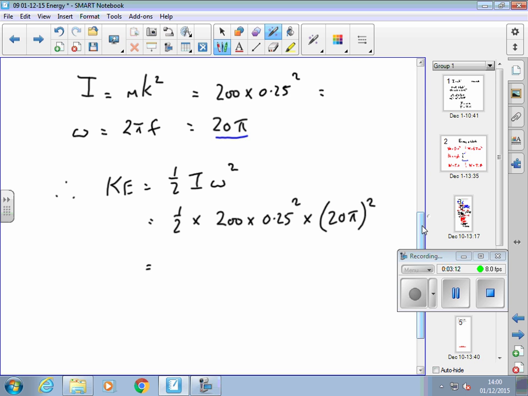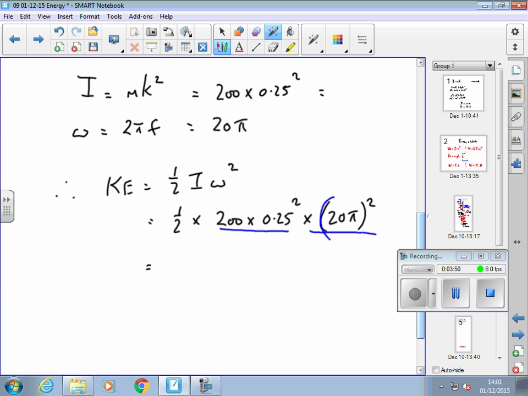And then I'm going to plug them into this formula, half I omega squared. So if confident, you can almost do it in one hit. Look, a half times that is I, mk squared, times omega, which is 20 pi squared. So you can do it in one hit on the calculator. And that means that you're going to get maximum accuracy, so you just round your final answer. So I would be tempted to do that in one go on the calculator. 0.5 for a half times 200 times 0.25 squared. Literally type it in like that.